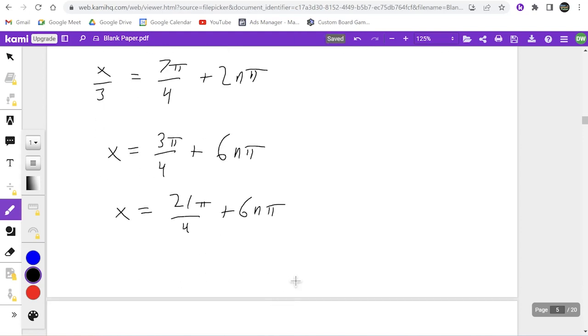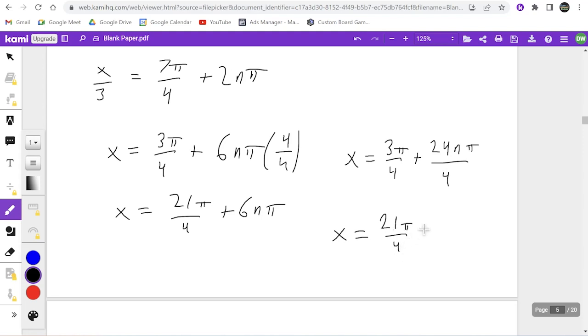So now I need to ask myself, common denominator, right? So it's going to be common denominator of 4, so 4 over 4. That's going to mean that x equals probably 3 pi over 4 plus 24n pi over 4. And then the other one is x equals 21 pi over 4 plus 24n pi over 4. I'll give you a second to write this down.